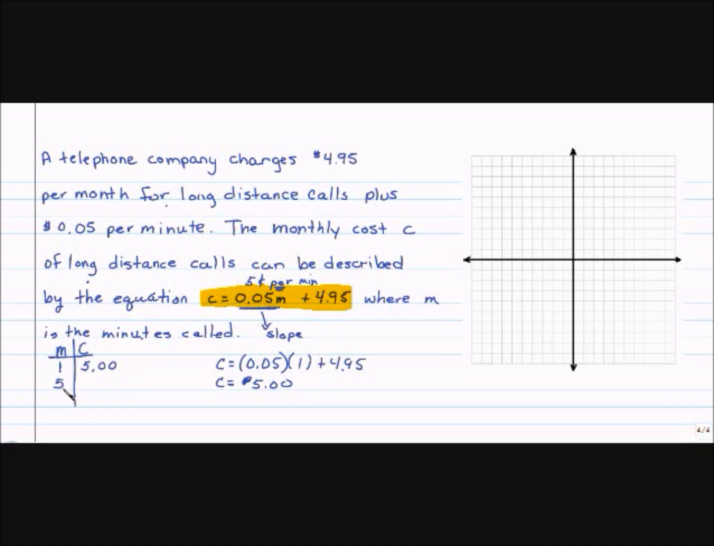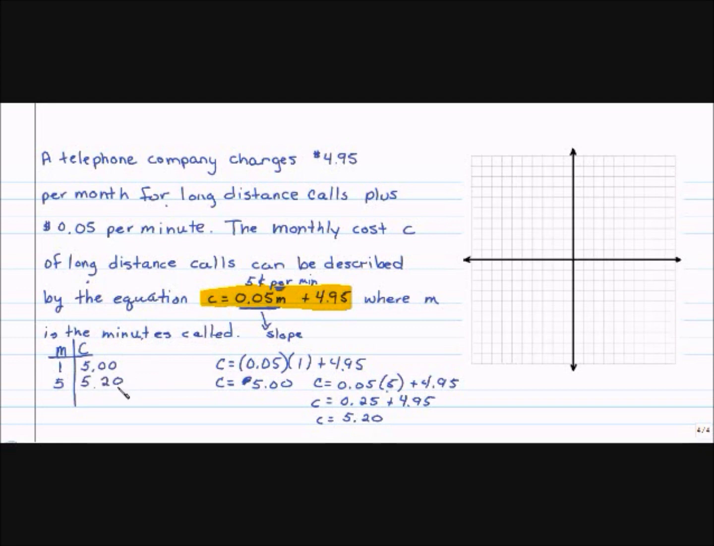Well, what if I talked for 5 minutes? Then I would have C equals 0.05 times 5 plus $4.95. And 5 cents times 5 would give me 25 cents plus the $4.95. And $4.95 plus 25 cents would be $5.20.